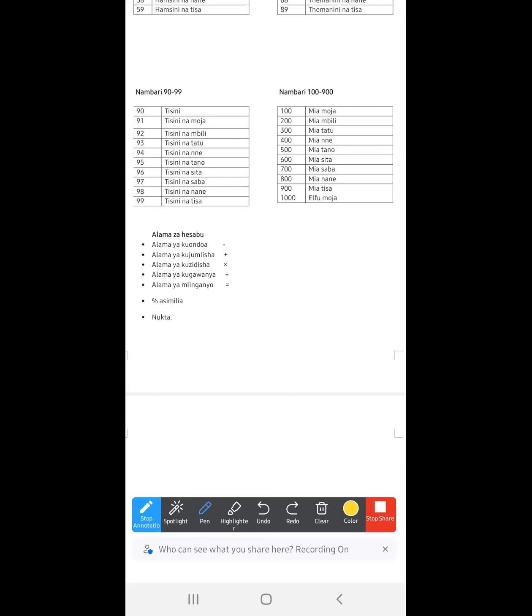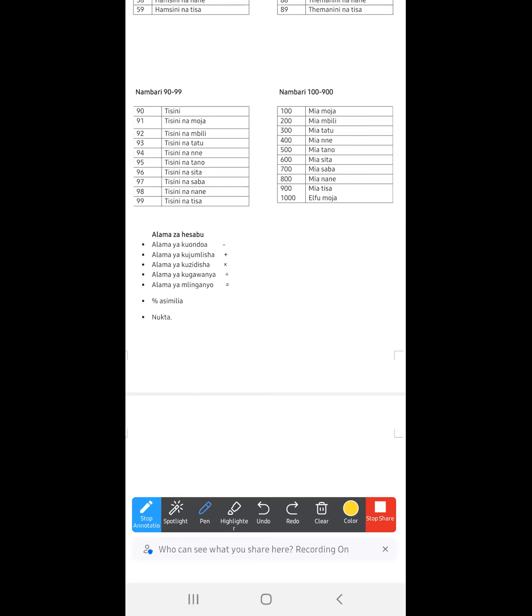So meaning kila mtu atakula machungwa 2. What I mean is, when you have the 10 oranges and you are 5, all of you will eat 2 each. So kugawanya is simply dividing.